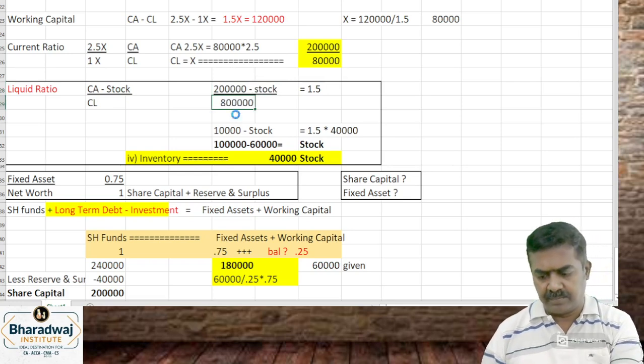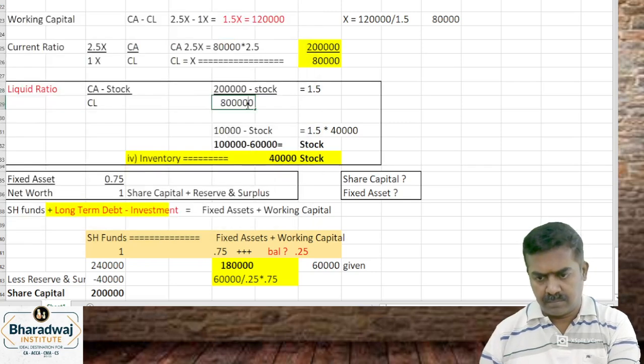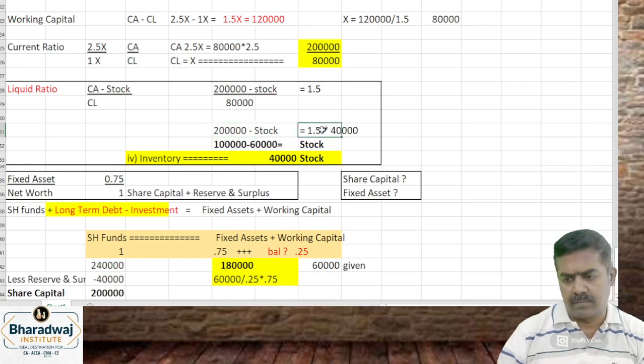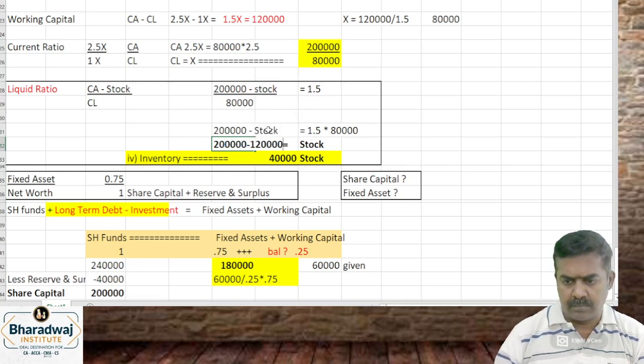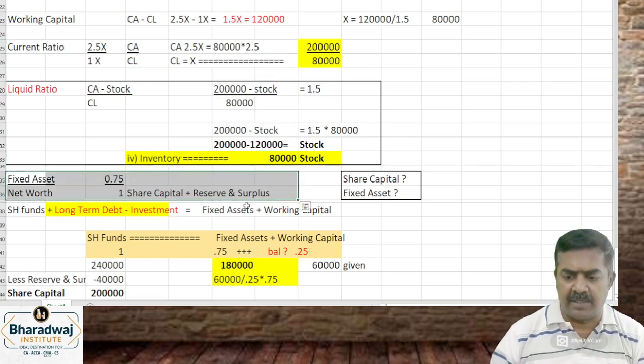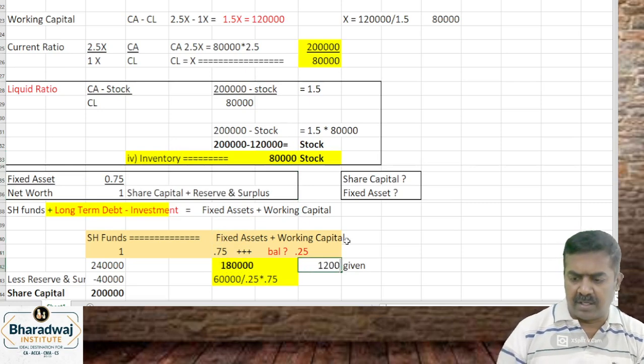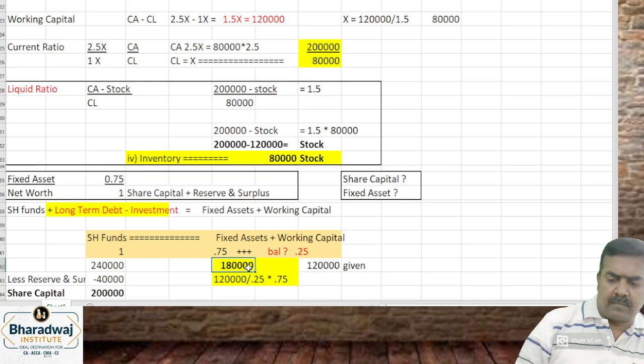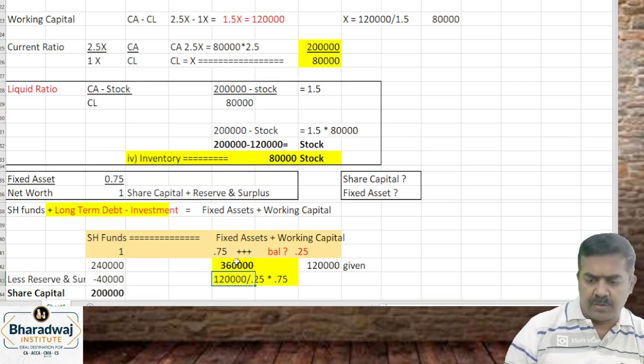If you solve this, I hope fixed asset to net worth is given the same. Same style. If this is 1,20,000, that is 0.25. Then what is 0.75? So 3,60,000 plus 1,20,000 gives 4,80,000.